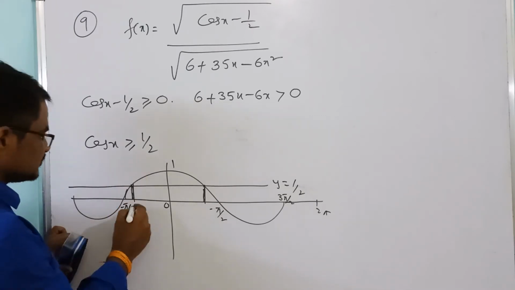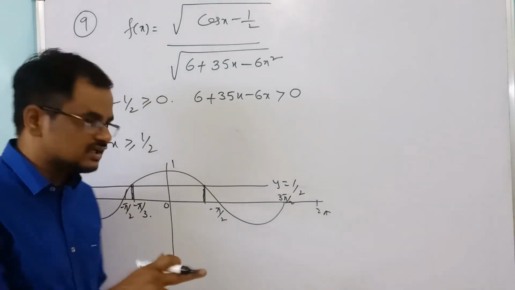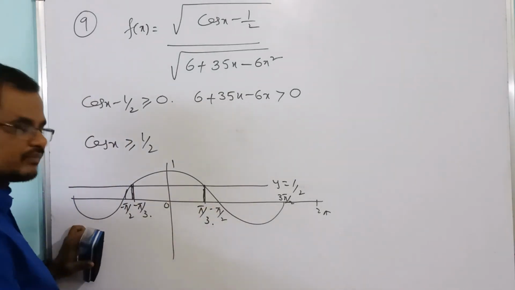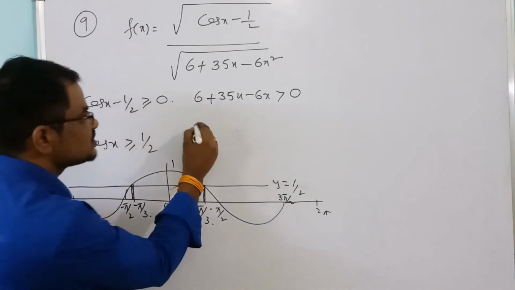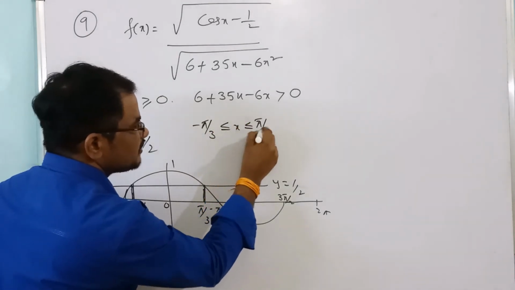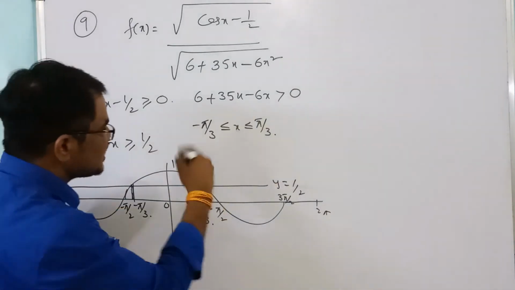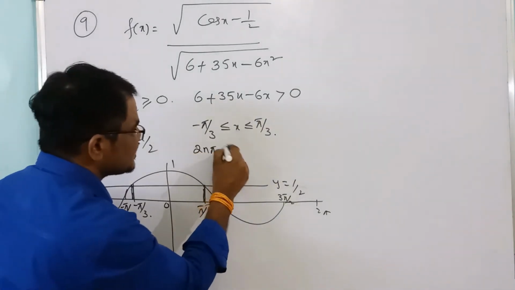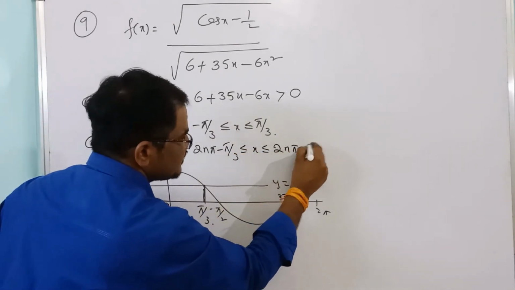So 1 by 2 means can you take minus pi by 3, because cos of minus pi by 3 is 1 by 2, and can you take here pi by 3, cos pi by 3 also 1 by 2. So what is the simplest solution? Minus pi by 3 less than or equal to x less than or equal to pi by 3. Can you write? Now what is the generalized solution? The general solution is 2n pi minus pi by 3 less than or equal to x less than or equal to 2n pi plus pi by 3.